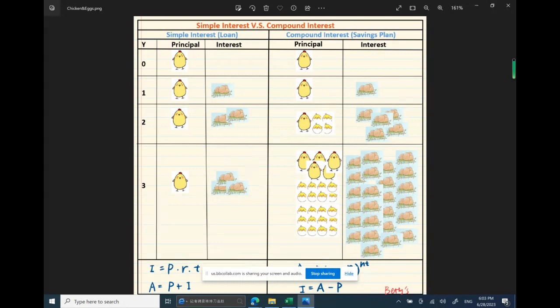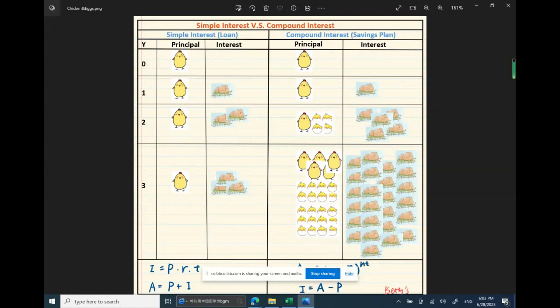So at the beginning of the second year, your principal is not the original 1 chicken anymore. Your principal is the sum of your original 1 chicken and your interest. So you have 5 chickens at the beginning of year 2. During year 2, since every chicken has the productivity to lay 4 eggs, and you have 5 chickens, during the second year, you would harvest how many eggs? 20 eggs, right? 20 eggs. And those 20 eggs will quickly turn into chickens as well.